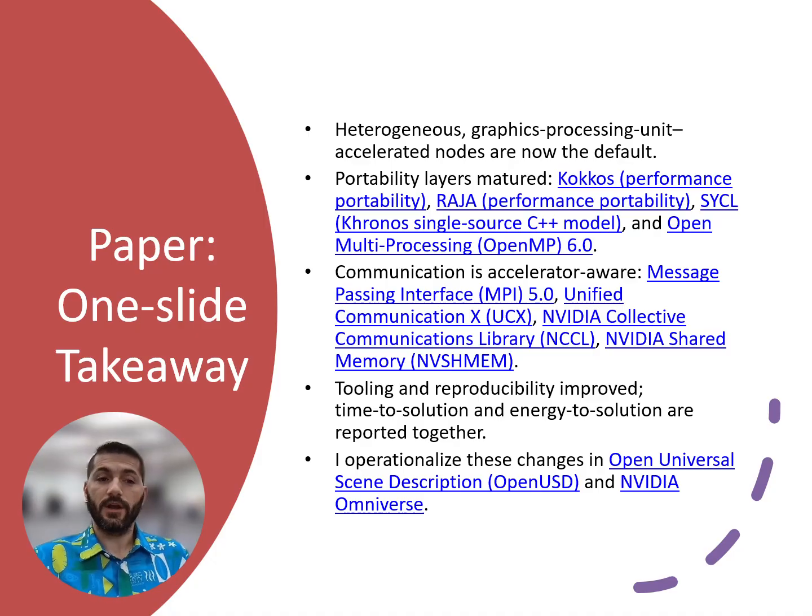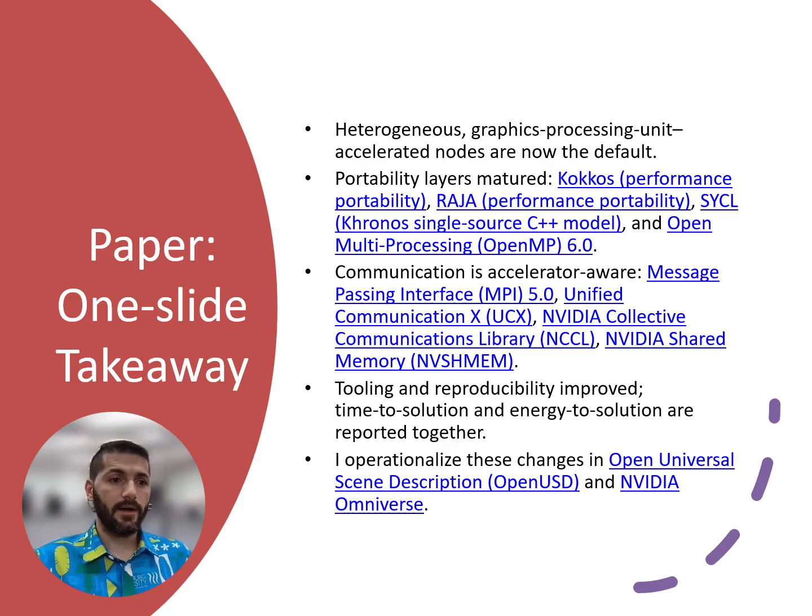So first, heterogeneous, graphics processing unit accelerated nodes are the default target. So assuming you're running with a combo of GPUs and CPUs. Second, portability stacks matured. Kokkos, RAJA, SYCL, the single source C++ model, and Open Multiprocessing, OpenMP 6.0. So it's been about 2-3 versions since the paper in 2020. So that offload driver is a viable cross-vendor path, so it's a little bit easier to communicate across vendors.